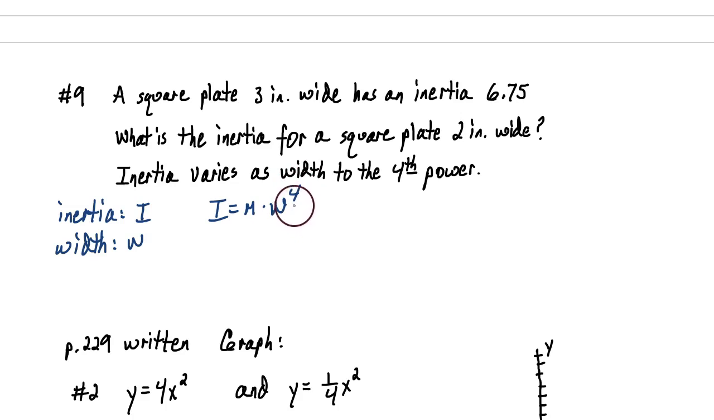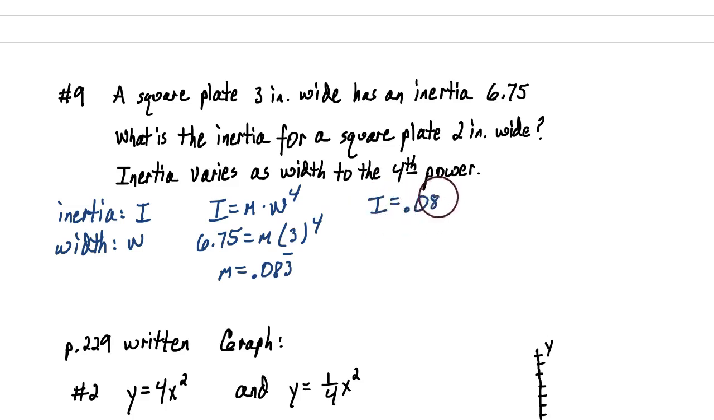Let's use the first sentence to make some substitutions that we can use to figure out m. When I is 6.75, the width is 3. So to find m, we're going to go 6.75 divided by 3 to the 4th power. And for m, we get 0.083 repeating. So our equation that models inertia and width is I equals 0.083 times w to the 4th power.